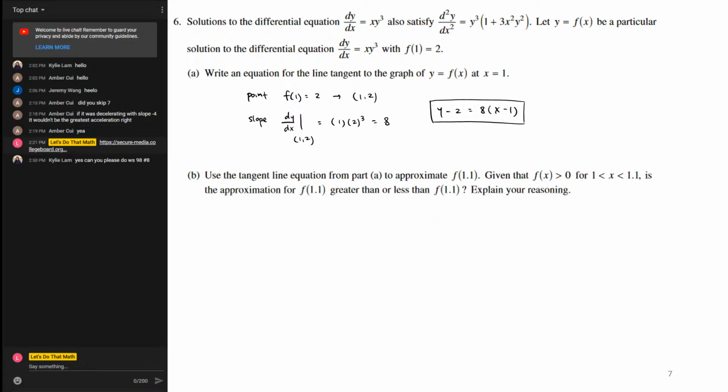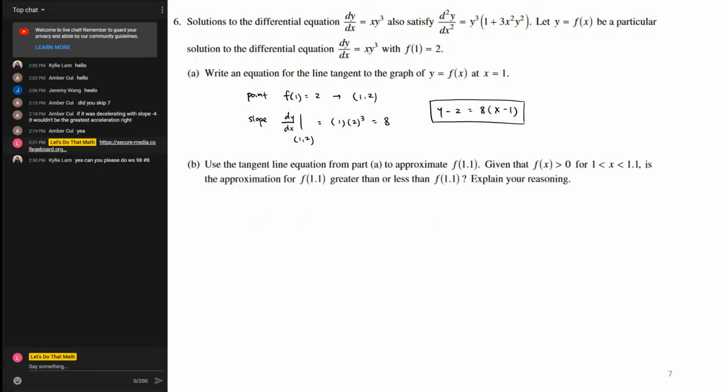Okay, next it says use the tangent line from part A to approximate f(1.1). Given that f(x) is greater than 0 for 1 ≤ x ≤ 1.1, is the approximation for f(1.1) greater than or less than f(1.1)? Explain your reasoning. Okay, so there's several parts here. First, we need to find our approximation, right? And then after that, I'll start to consider the second part. So how do we approximate this?